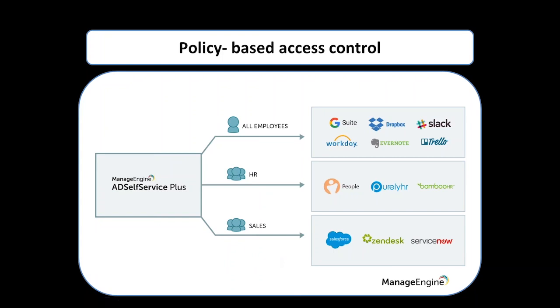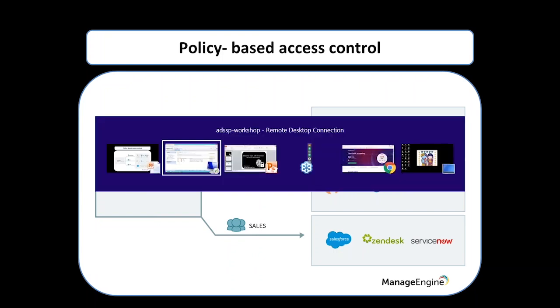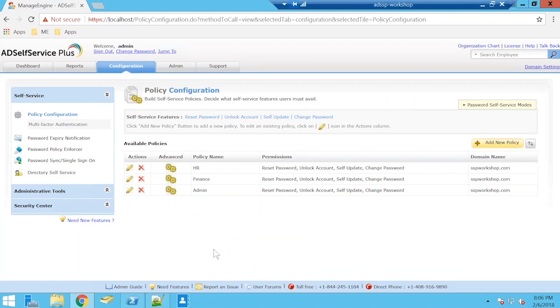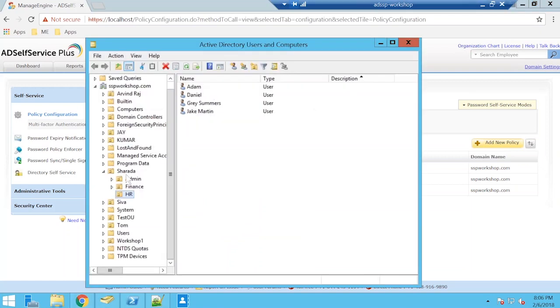And however it works in your organization, you have the liberty to customize policies in AD Self-Service Plus based on organizational units and groups present in your Active Directory. So yes, let me show you how this works instead of just giving you a brief idea. So what I've done here initially is created an organizational unit under my name. So what you're seeing is the ADUC console.